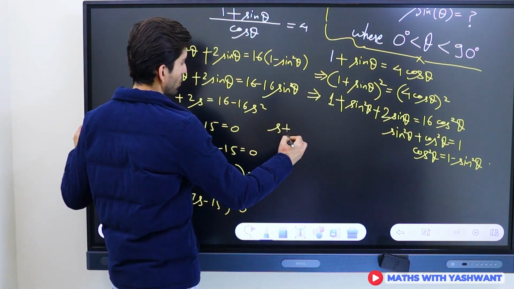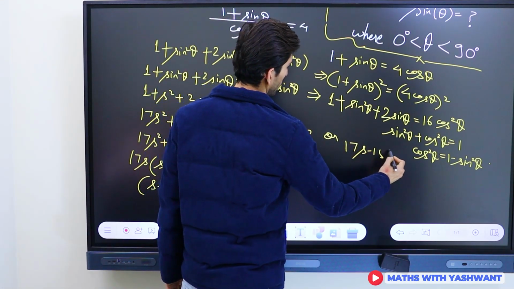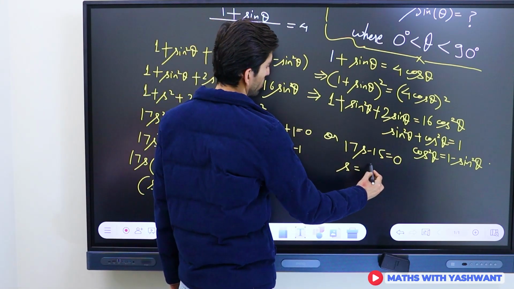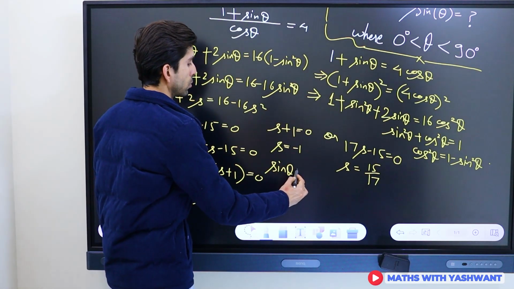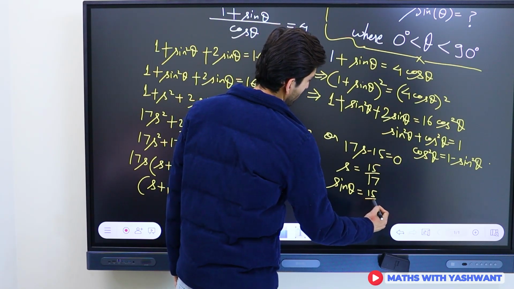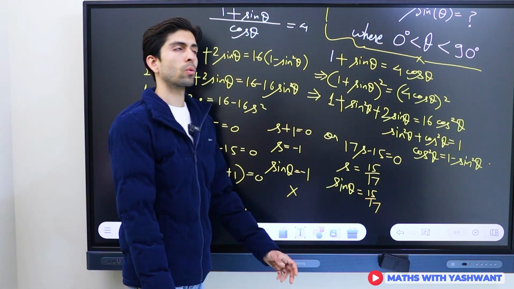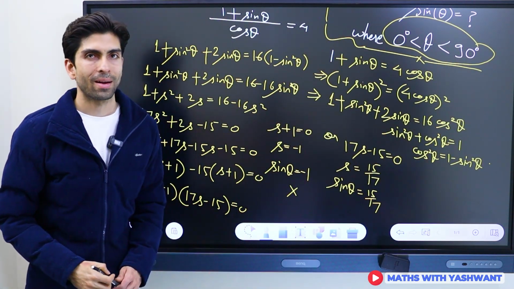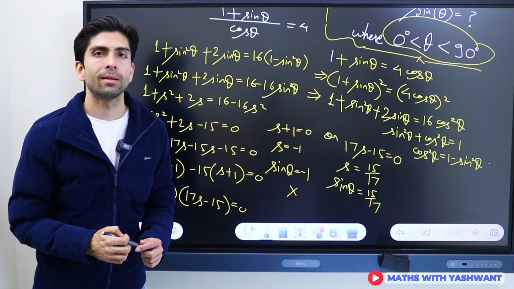So this means s plus 1 is equal to 0, or 17s minus 15 is equal to 0. s is equal to minus 1, or s is equal to 15 upon 17. s is actually your sin theta. So sin theta is equal to minus 1, or sin theta is equal to 15 upon 17. This is wrong. Why? Because it is given to us that theta lies between 0 to 90 degree, and all the trigonometric ratios, when the angle lies between 0 to 90 degree, are all positive.